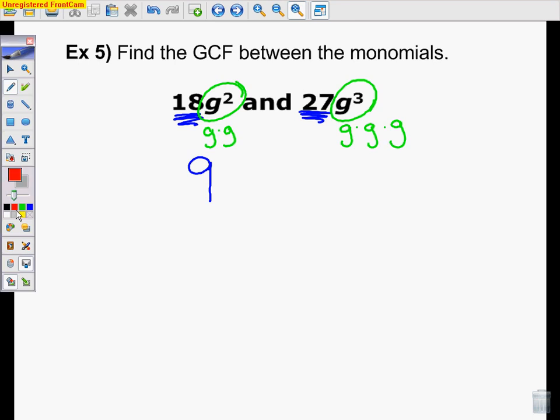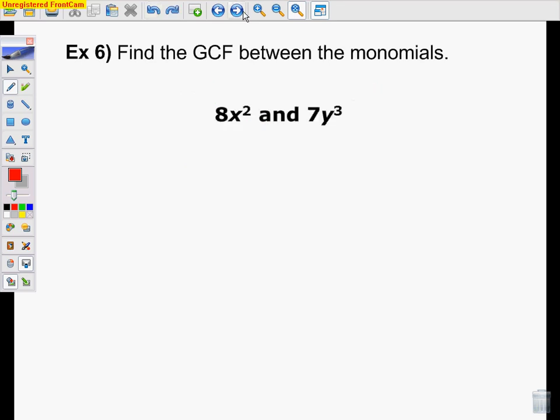So the most you can take from both of them is g squared. You can take 2 g's from both. You wouldn't be able to take g cubed because this one doesn't have 3 g's to give. The most you could take from both is g squared.